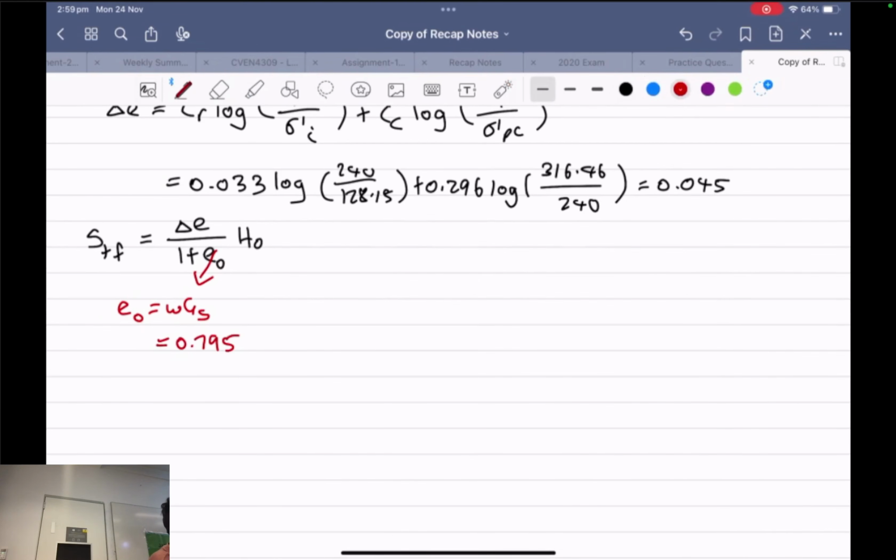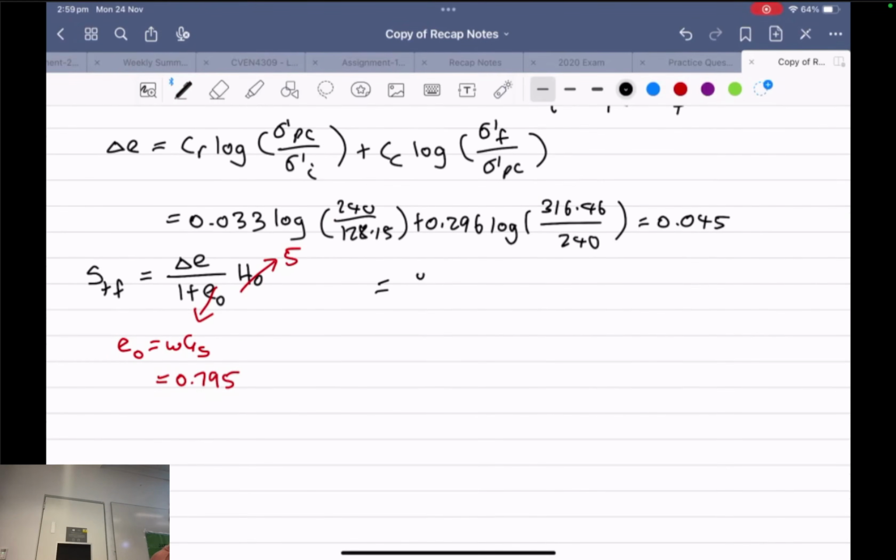And H0, that's the depth of the compressible layer. So here, the compressible layer is the clay layer, right? So the depth of the clay layer is 5 meters. So that's 5. So STF is equal to 0.045 over 0.795 times 5. That gives you 0.12 meters of settlement.